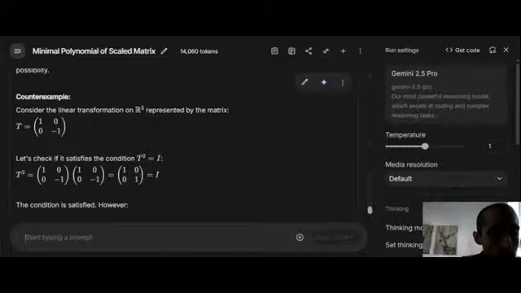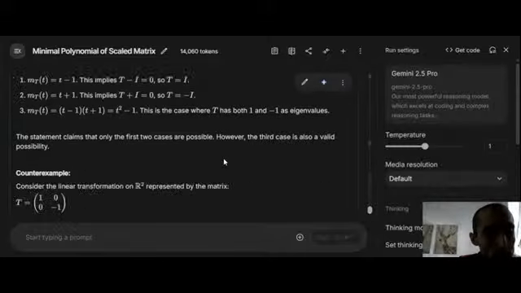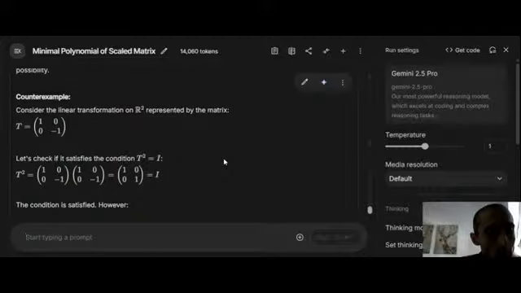To square a diagonal matrix, you just take the diagonal terms and raise them to the power of 2. So if you take this T and raise it to the power of 2, you will get again the identity matrix. So if T squared equals I, it doesn't mean that T might only be I or minus I. It also means that T equals other matrices with the eigenvalues 1 and minus 1.